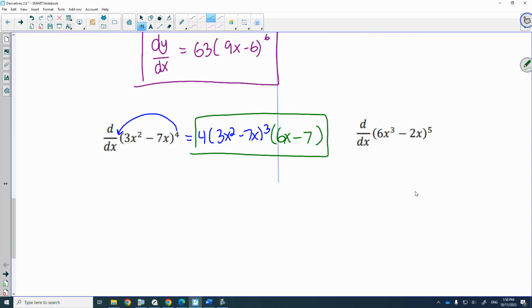Let's do this guy, and then we'll go up. So the derivative of this, so I could write dy dx if I want, is equal to 5, 6x^3 minus 2x to the 4. And then, Akil, what am I going to multiply that by?